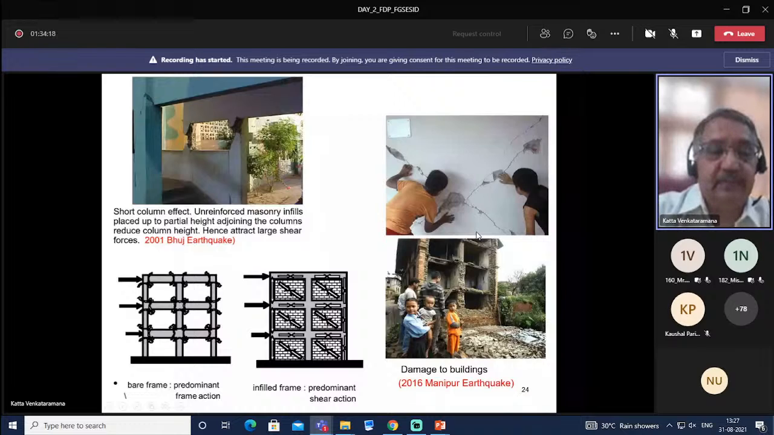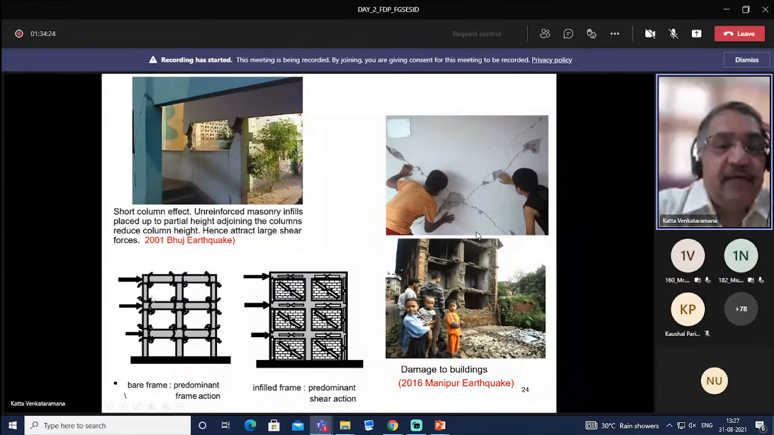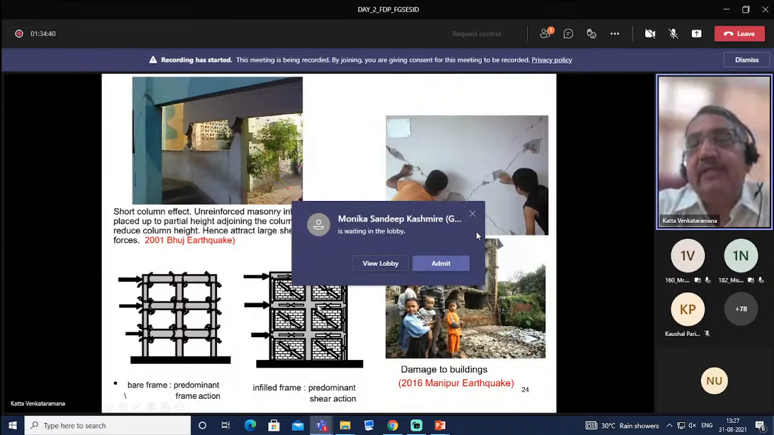Then this shows bare frame. In the case of bare frame, predominantly frame action, bending here. However, infill frames predominantly shear action. So when subjected to quake-induced forces, alternate compression and tension along the diagonals, and this results in this kind of cracks.